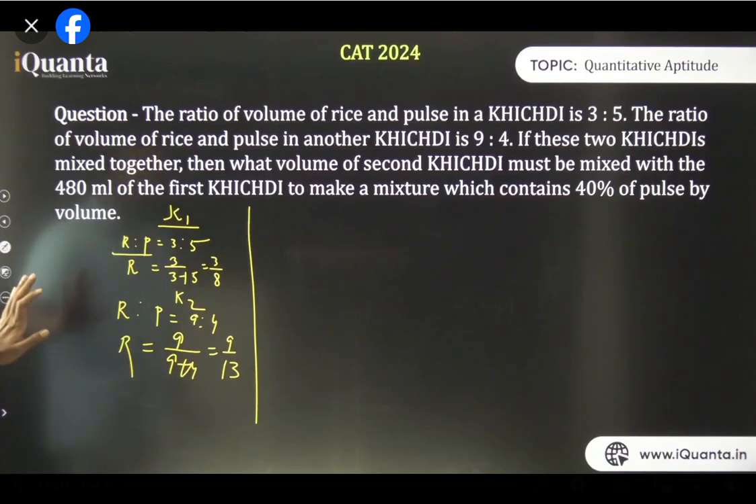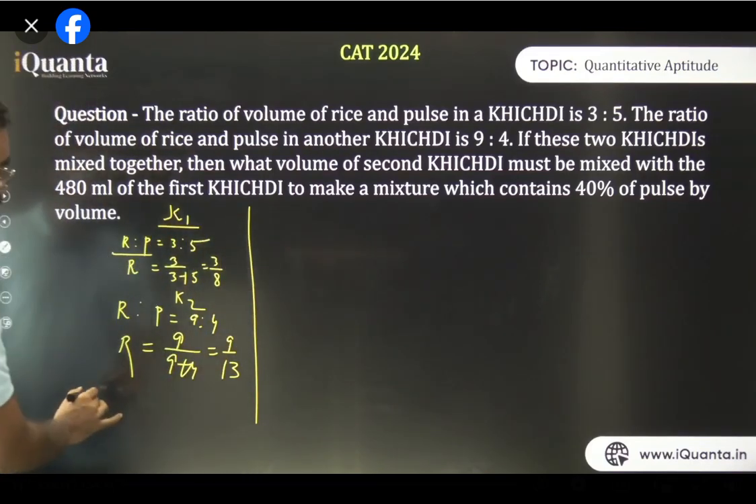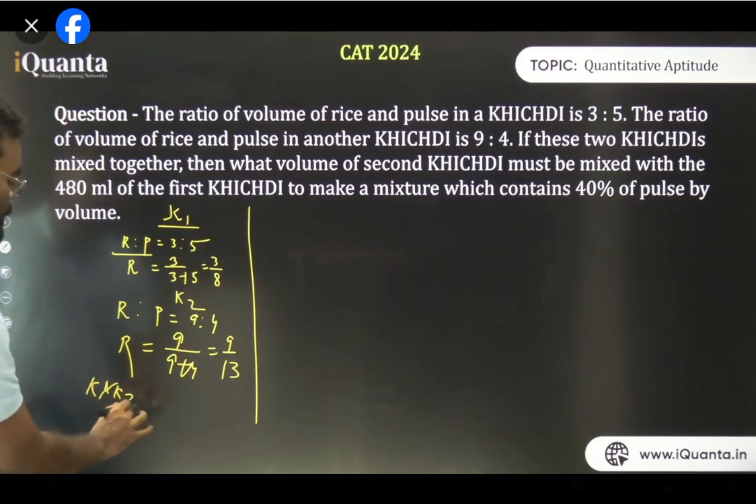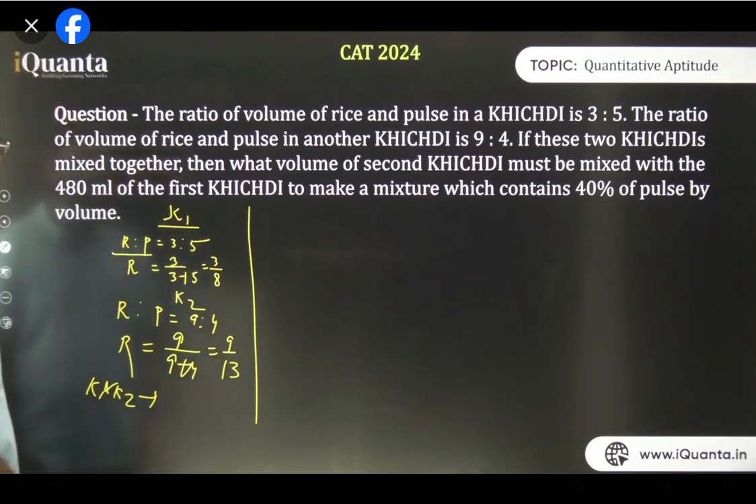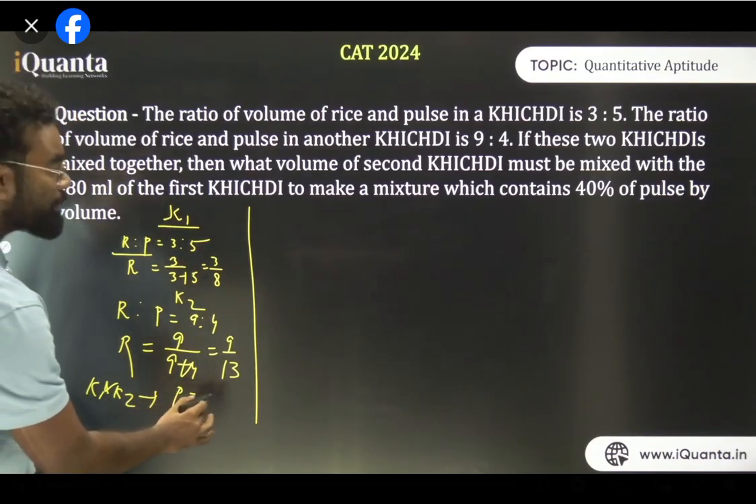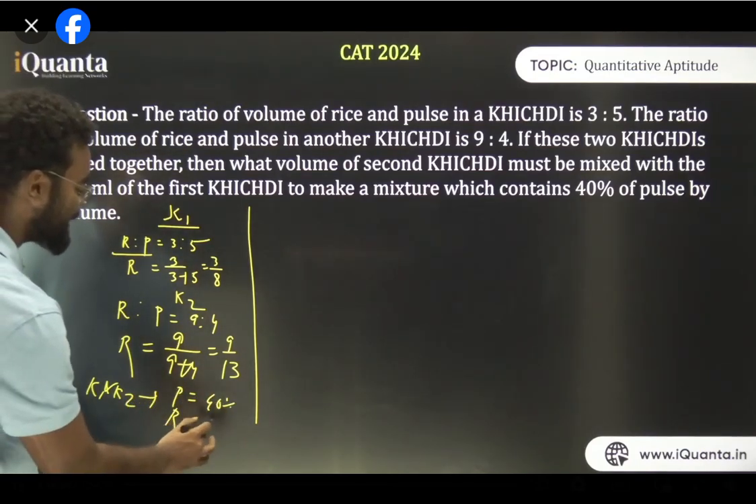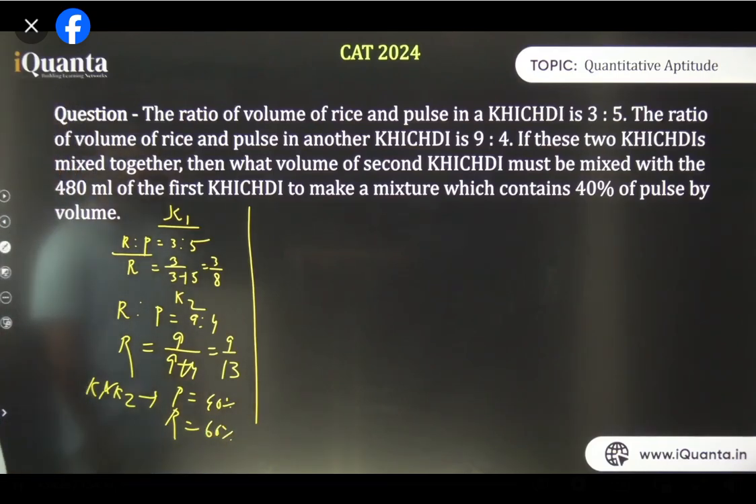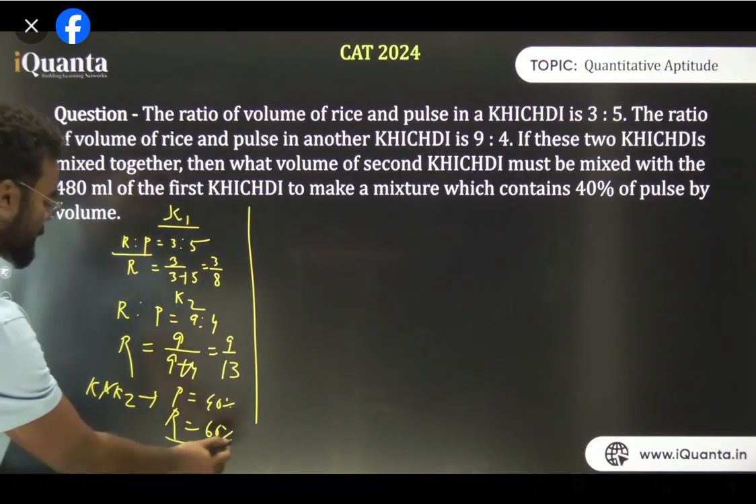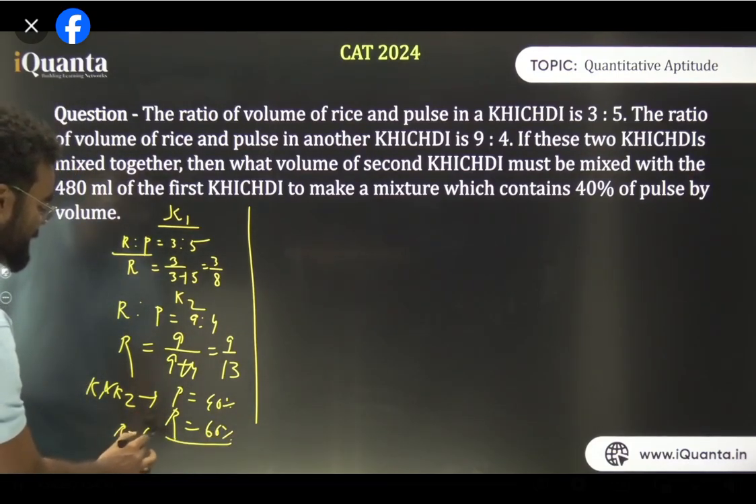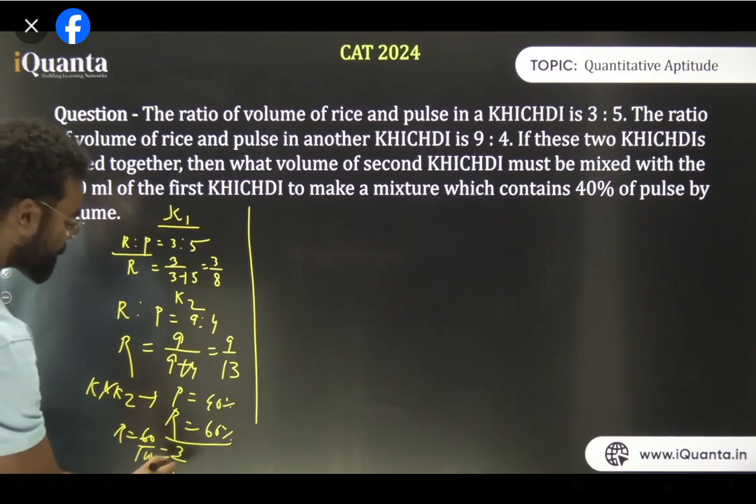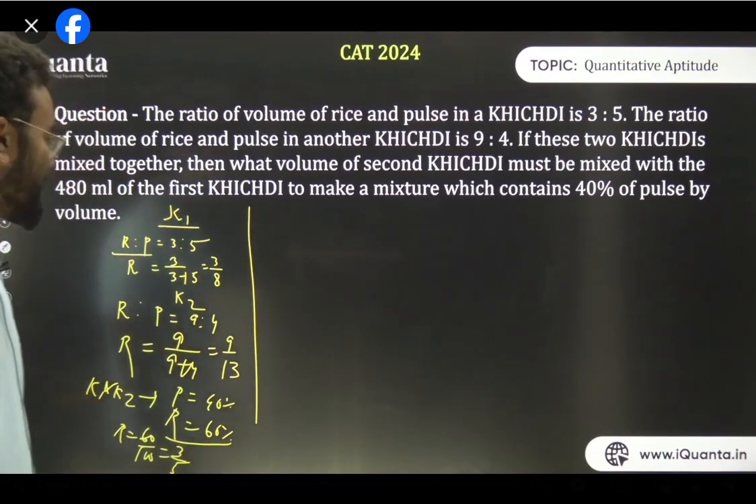Clear? Now, in the mixture of Khichdi 1 and Khichdi 2, the percentage of pulse is given as 40%. So rice is 60%, right? So if pulse is 40%, rice is 60%, so what is the proportion of rice? The proportion of rice is 60 upon 100, which is 3 upon 5. I hope I have made you clear. So 3 upon 5.